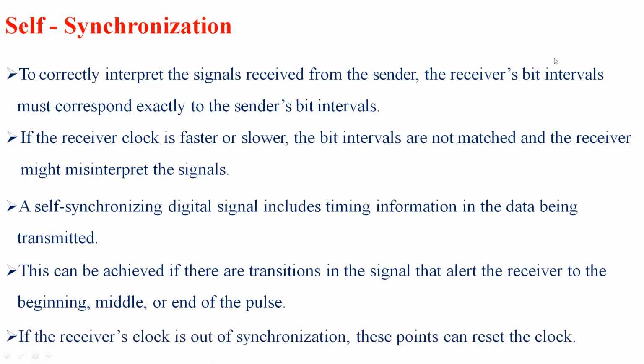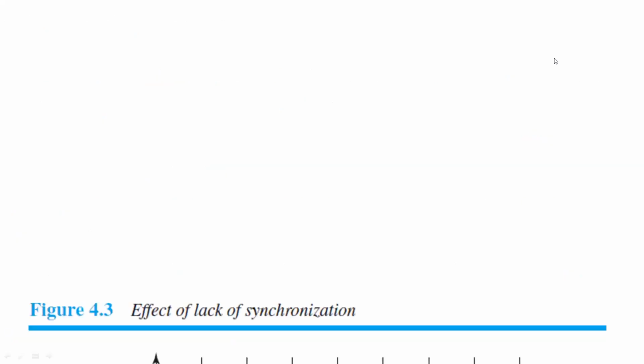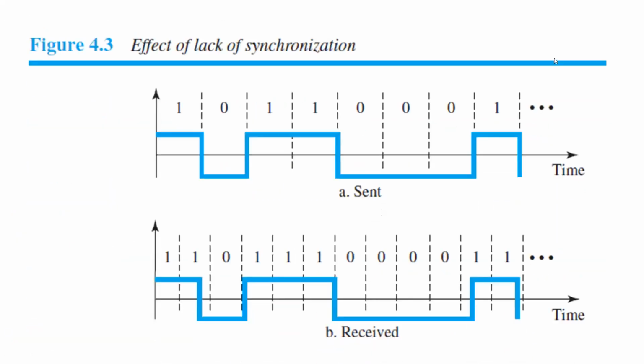If a receiver clock is out of synchronization, these points can reset the clock. So if there is any fluctuation between the clock signals of the sender and receiver, then by using the alert messages, we can reset the clock. This is the effect of lack of synchronization. If there is no self-synchronization, then it falls into this condition.